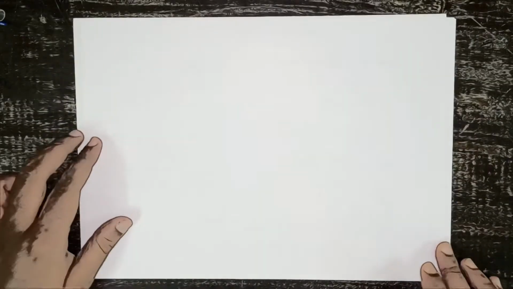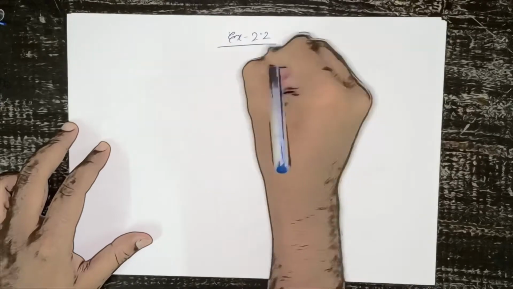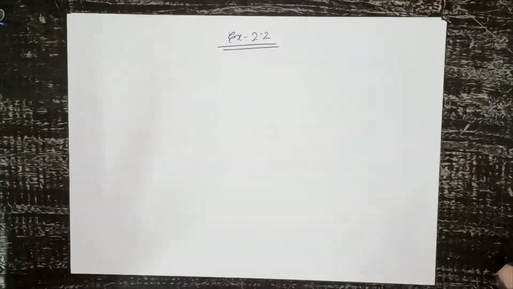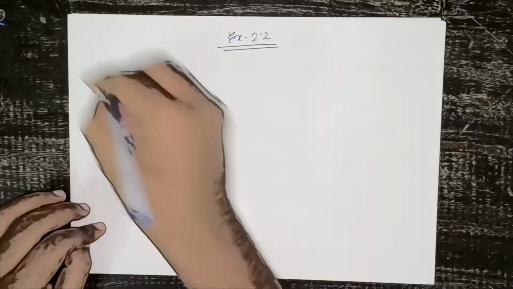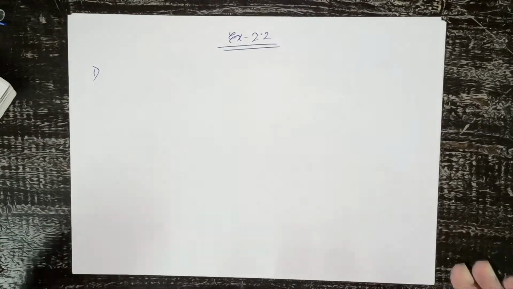Okay, so let's go ahead into the exercise. We are moving on to exercise 2.2. A very simple exercise, very easy one. You can do it very easily, so don't you worry about anything. Let's start with number 1. What do we have in question number 1? Find the value of the polynomial 5x minus 4x square plus 3 at x equal to 0.